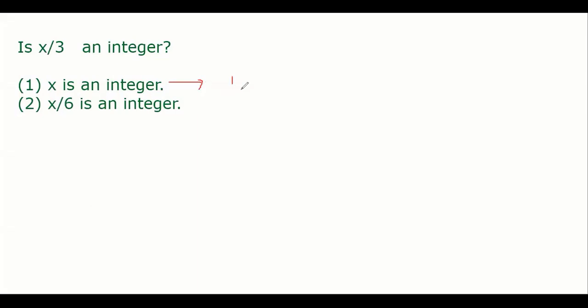Say x is 1, x is 2, x is 3, x is 4. See from this. If x is 1, is x by 3 an integer? No, right? 1 by 3 is not an integer. It's a fraction. If x is 2, is x by 3 an integer? No. But if x is 3, 3 by 3 is 1, an integer. Yes, sir. So it can be an integer, it cannot be an integer. So we cannot answer from this, right? Because the answer is coming integer also, not integer also, depending on the value of x.